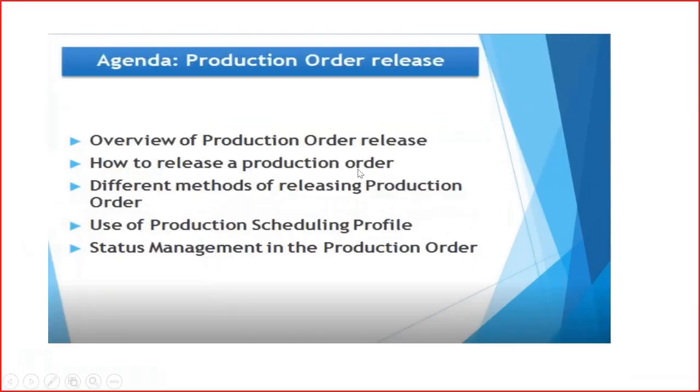So what is meant by order release? See, the order will always be in which status? The system status will always be CRTD. As part of the production order execution cycle, first the order will be in created status, and we need to click on the release button, the green flag. You need to click on that green flag, and then the production order or the process order will be released. Okay. And we need to understand what the different methods of releasing a production order are and what will happen when we release a production order, correct? All those details we will try to understand. Okay.